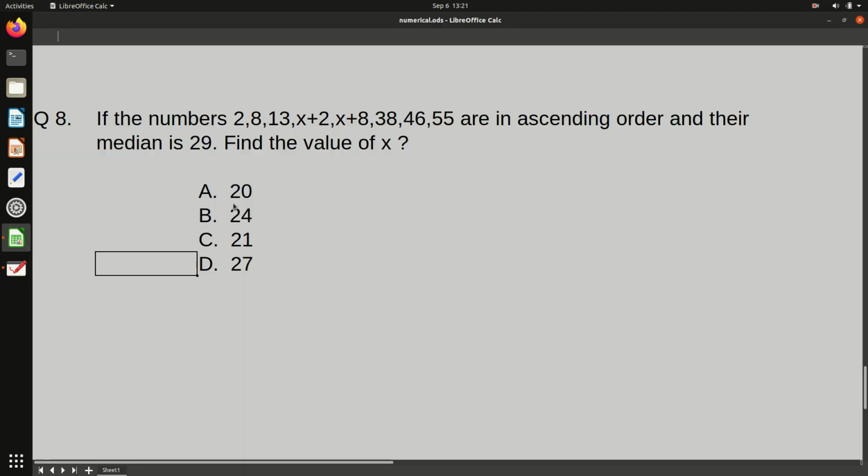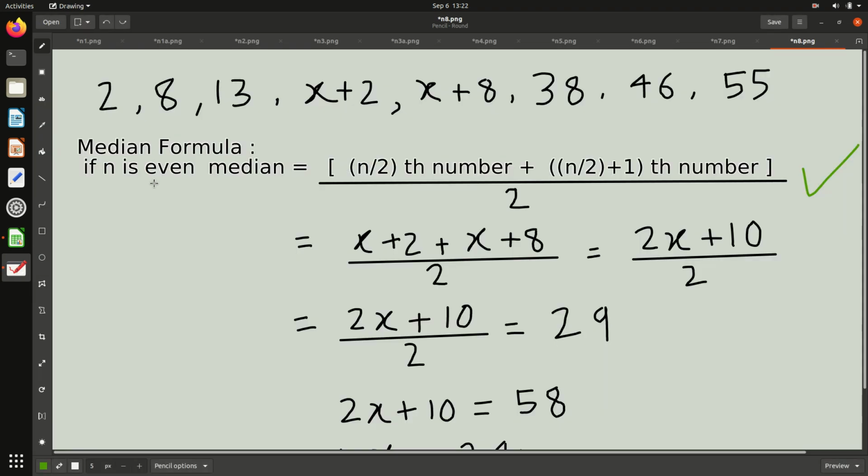For ascending order it is already done. It is saying that it is already in ascending order, so no need to do this. So we just have to apply the formula. Now for median there are two formulas. It depends on n. Now what is this n? This n is basically how many numbers there are. In this case 8 numbers are there, so n is equal to 8. You can see 1, 2, 3, 4, 5, 6, 7, 8. So the median formula depends on n. If the numbers are even, then this is the formula. In this case n is 8, which is even, so we have to apply this formula.